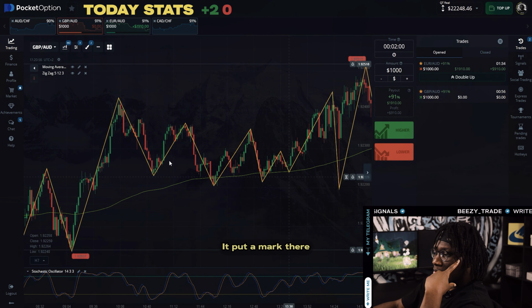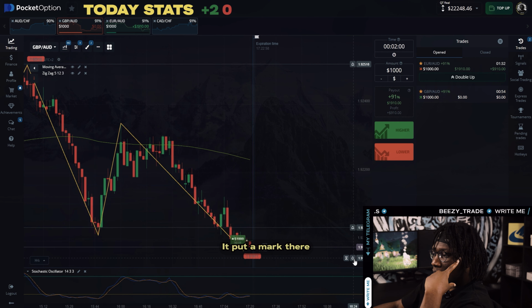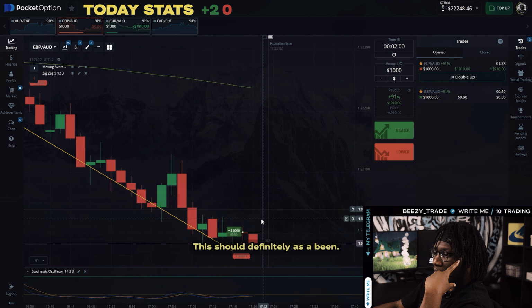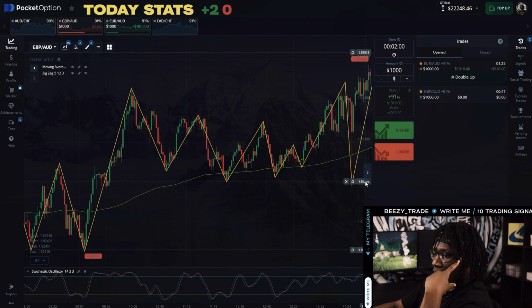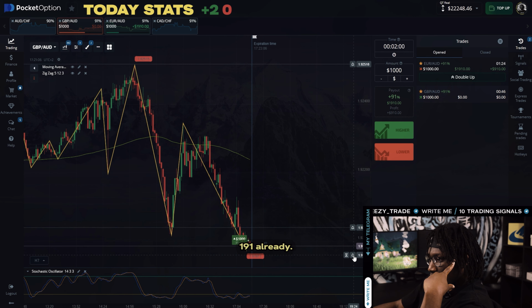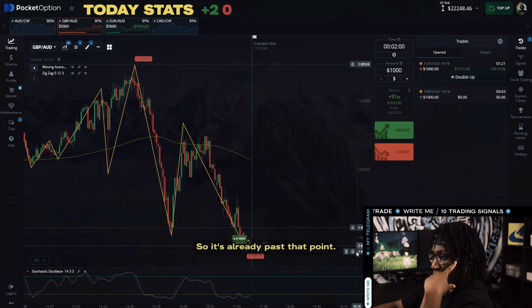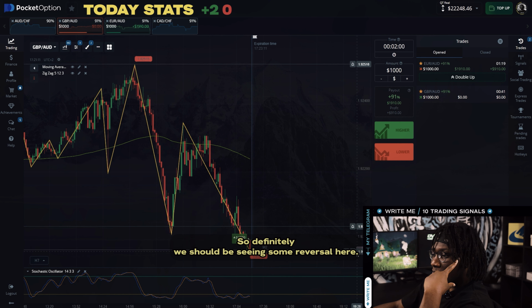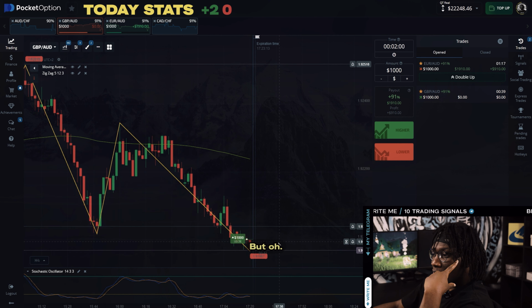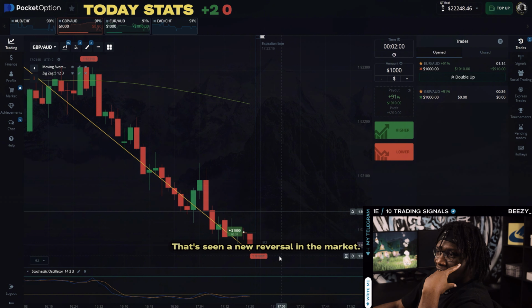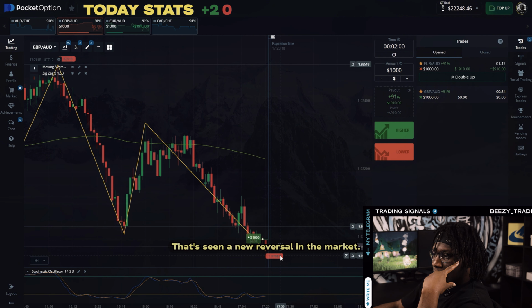1923037. Put a mark there. 1902. Oh, it's way low. This should definitely, has it been? No, we're at 191 already. So it's already past that point. So definitely we should be seeing some reversal here, but no. Not seeing any reversal in the market.